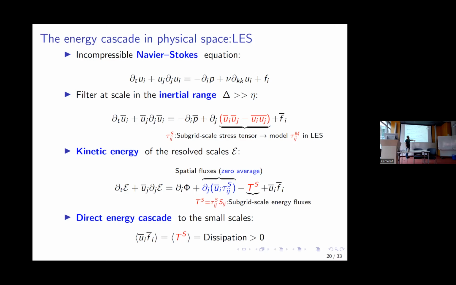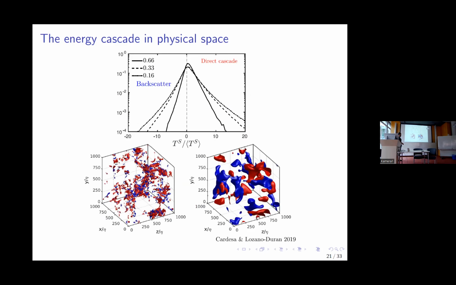And this is greater than 0. It's equal to the dissipation, you know, by conservation arguments. And this formalism actually works quite well to understand the energy fluxes in physical space. But okay, now you go to the flow, you're not only interested in the averages, but also what happens locally.